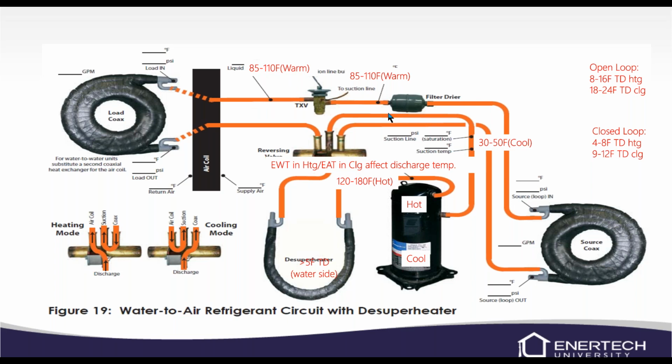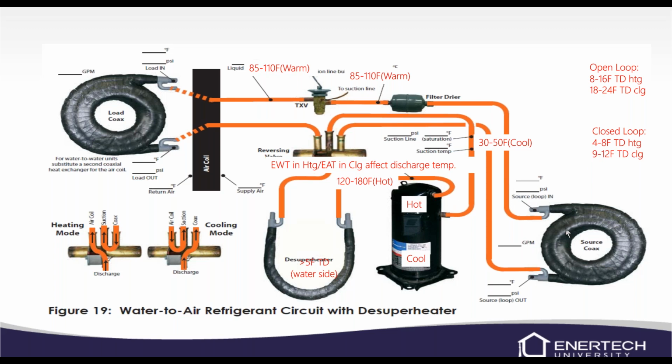Depending on what mode you're in, the expansion valve, if you're in cooling mode, you're going to notice a great big difference between the inlet and the outlet of the valve. Somewhere between 85 and 110 is going to be your warm side, and the cold side is going to be 60, 70 degrees. Your suction line, where your bulb is located, is usually 30 to 50 degrees, so definitely cool. Your discharge, somewhere between 120 and 180 degrees, so it's going to be hot.